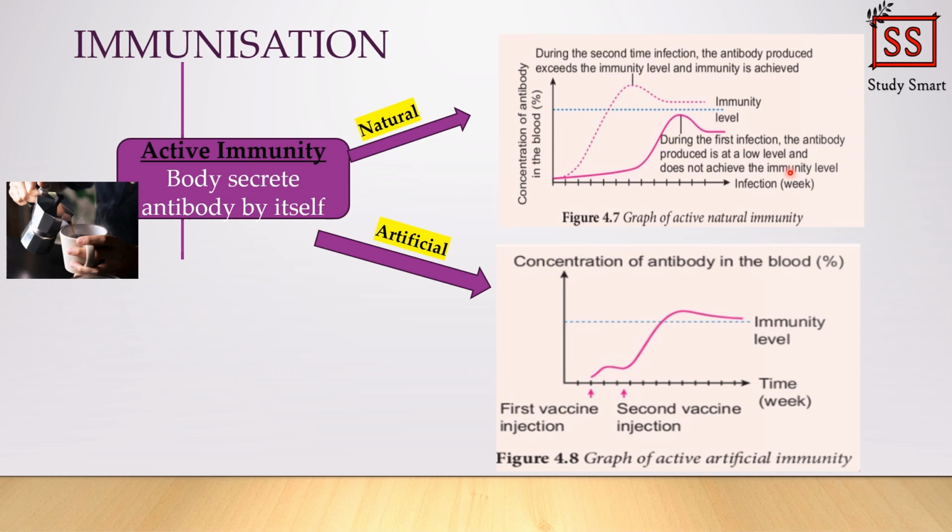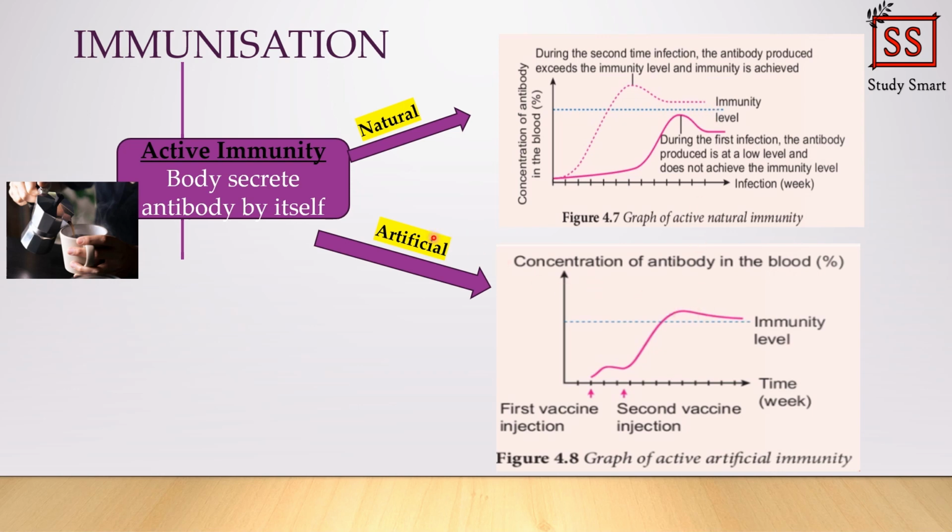But the second time your body is infected, your body already has the memory cell. So your white blood cell already knows this is the pathogen that I encountered before, so I know what antibody can fight against this pathogen. So the white blood cell can easily secrete the antibody needed for the second time. So that's why the graph for active natural immunity will have 2 peaks.